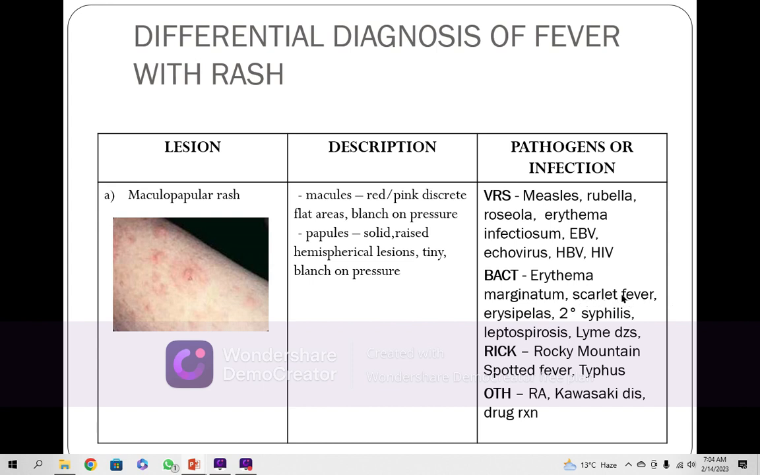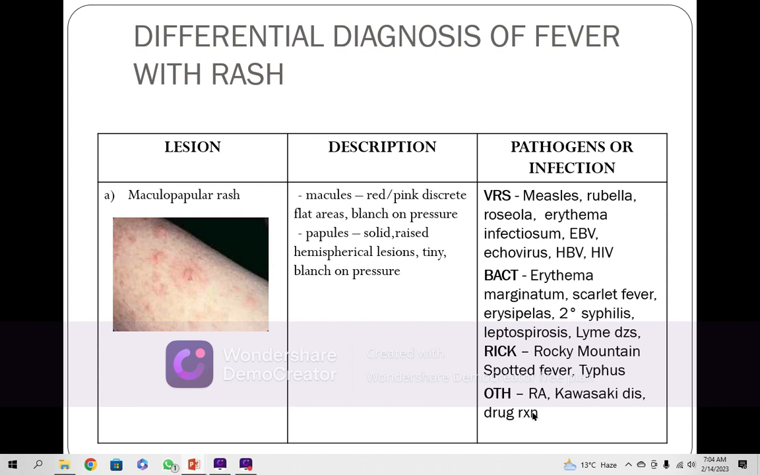I will take a class separately on this subject because it is missed by physicians. Erysipelas is also missed by physicians. And syphilis, leptospirosis, Lyme disease, rickettsias like Rocky Mountain spotted fever, typhus fevers, and other fevers related to rickettsias. And the autoimmune diseases like rheumatoid arthritis, Kawasaki disease, and drug reactions are a very common problem.